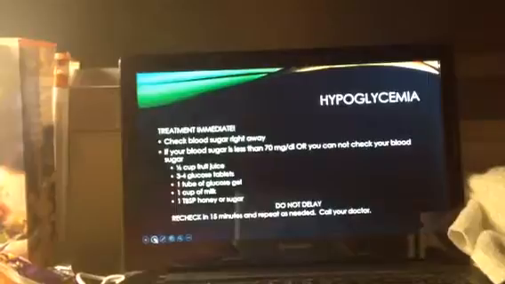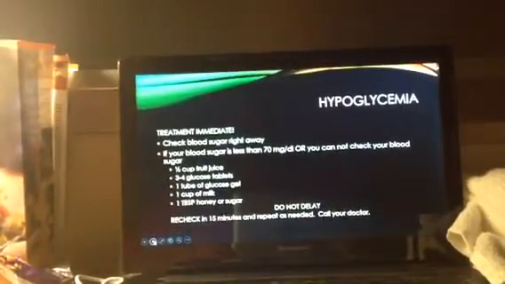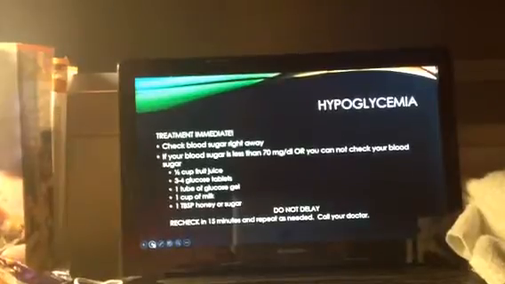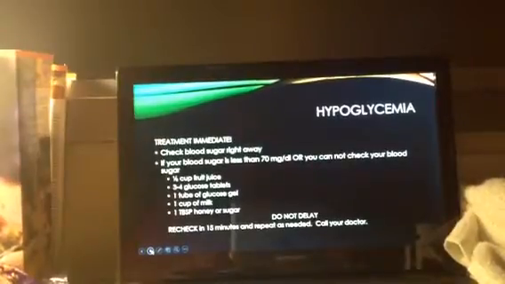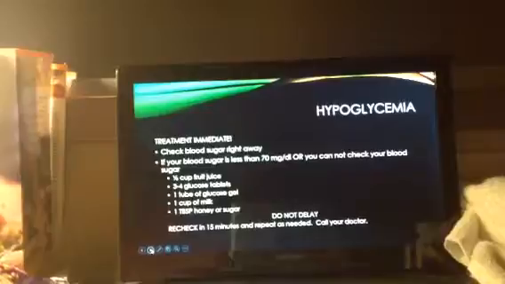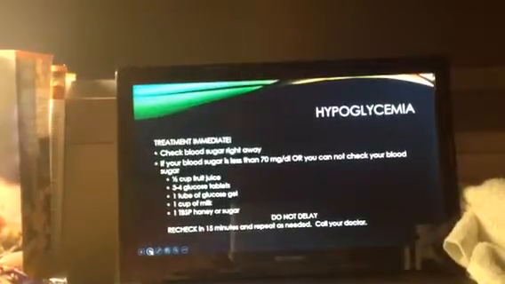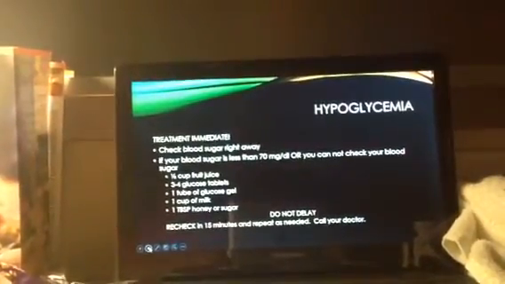Half a cup of fruit juice, 3 or 4 glucose tablets, a tube of glucose gel, a cup of milk, or a tablespoon of honey or sugar. You just need to find something and eat it. Do not delay. Then you have to recheck in 15 minutes and repeat if necessary. If you continue to have low blood sugars, you need to call your doctor. It's an emergency.